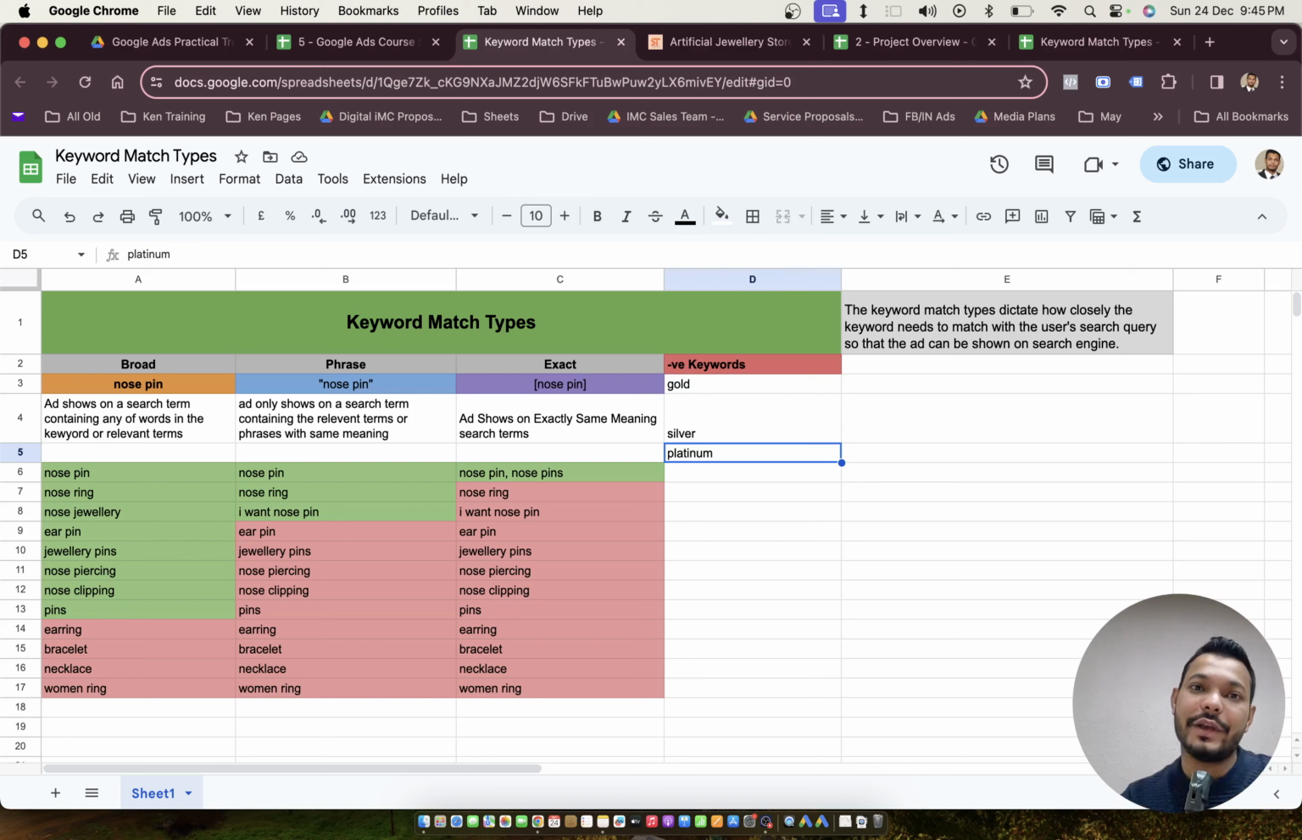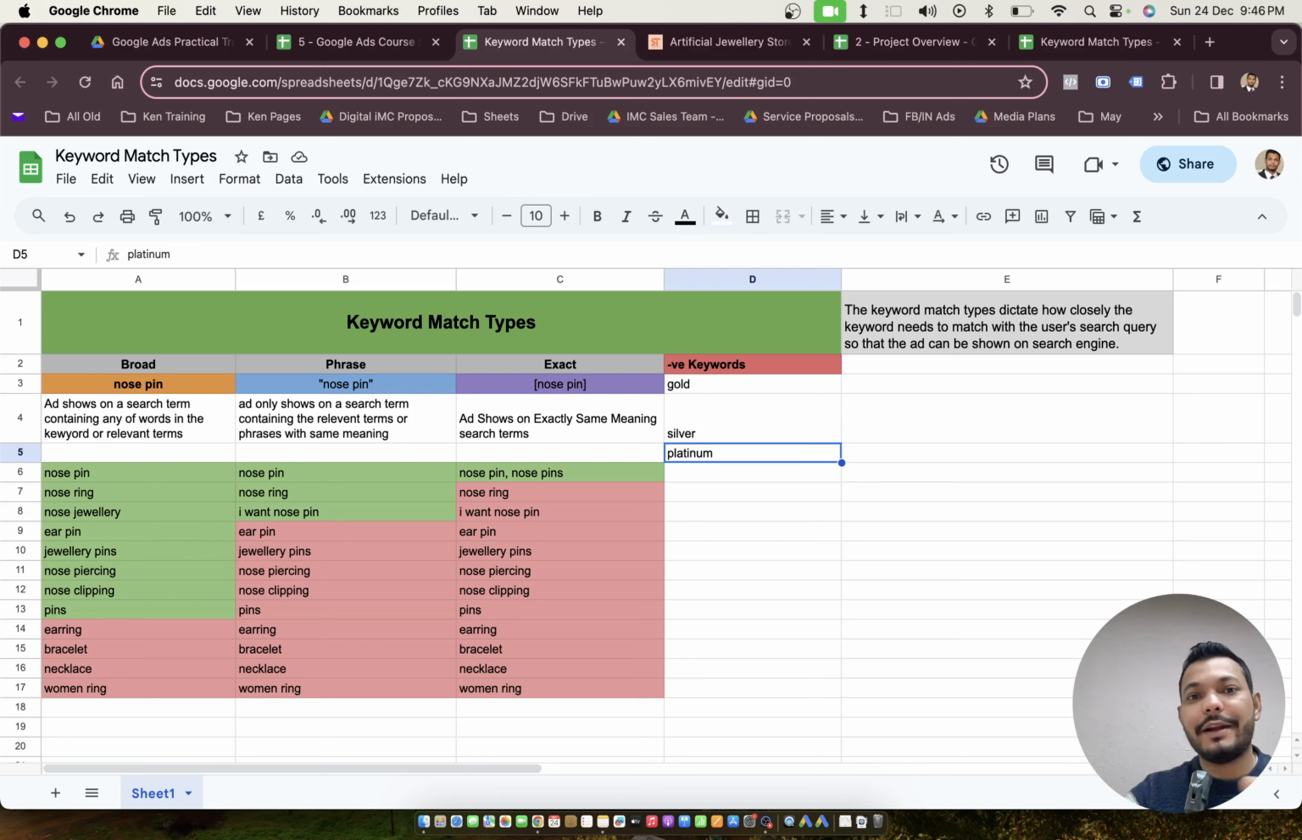Had it been the other way around, let's say we are an actual jewelry store. Let's say we are running the campaign for PC Jewelers, or Tanishq, or maybe any proper jewelry brand. In that case, you add the word artificial in negative. You add the word imitation in negative, because this time you don't want to serve the ads to people who are looking for artificial jewelry. So that's how, using the negative keywords, you control your campaigns in a lot of different ways.